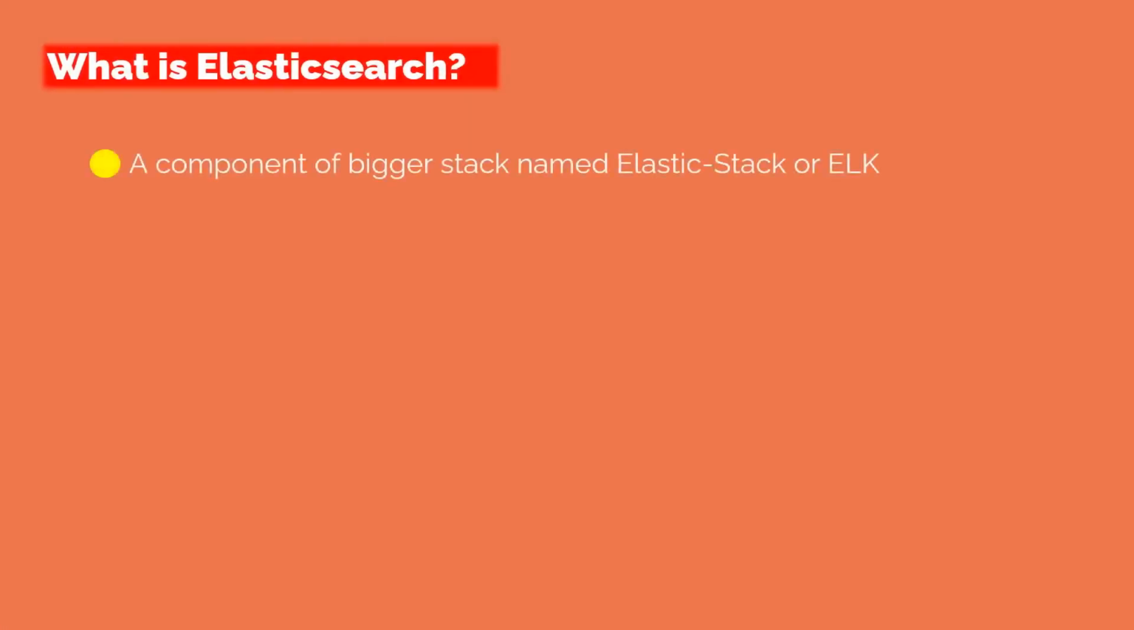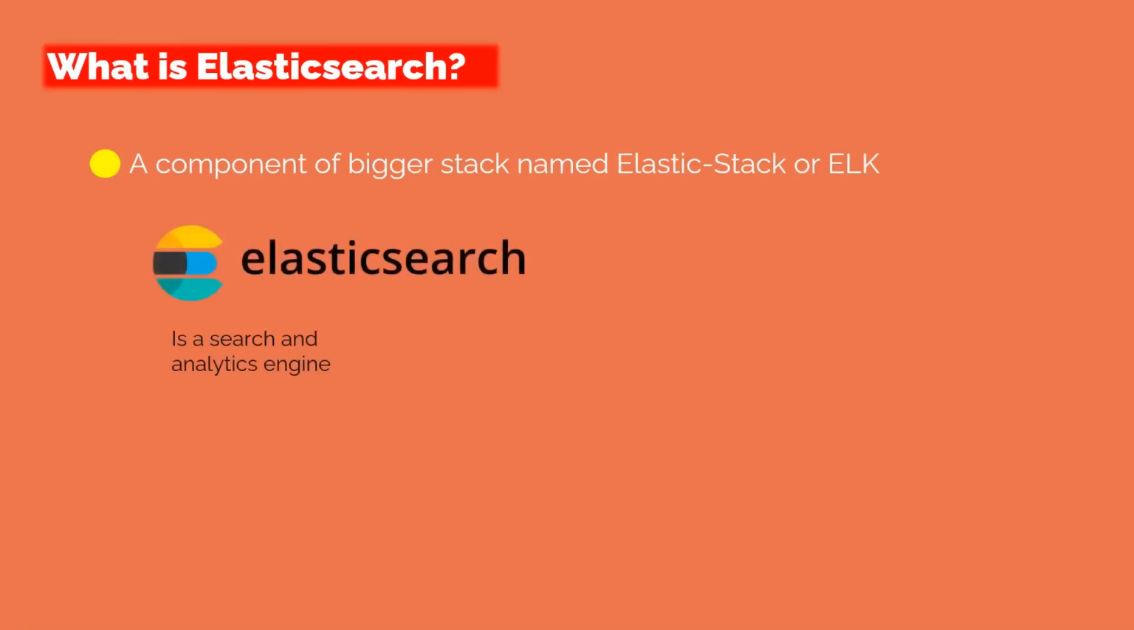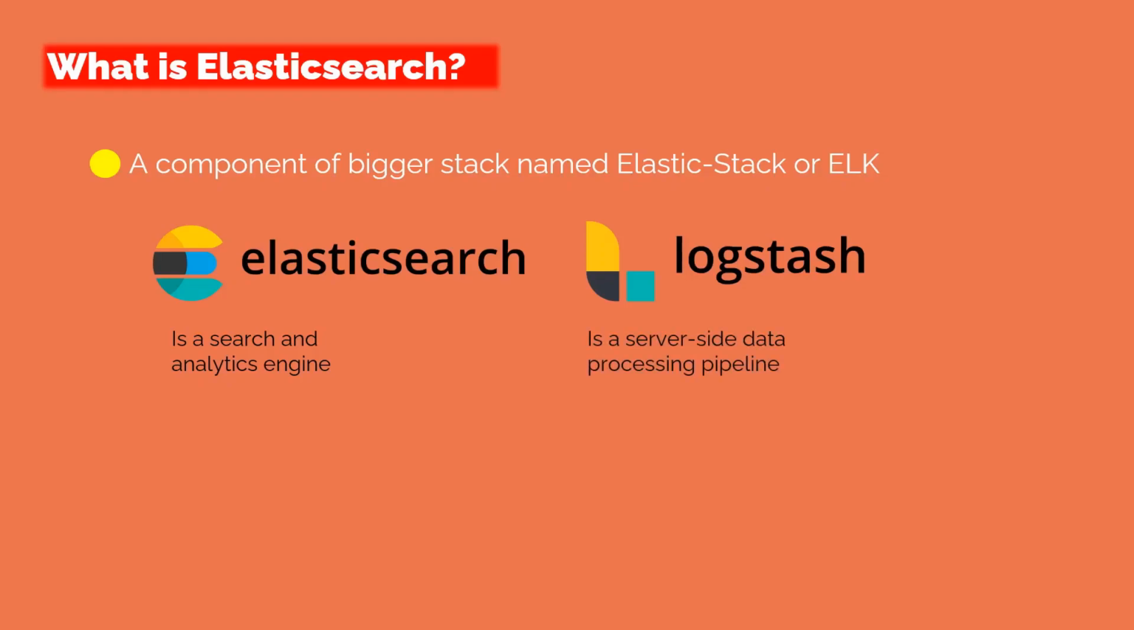So what is Elasticsearch? Elasticsearch is a tool that helps us to search our data efficiently. So by using that, we can quickly get more relevant results, and it's designed especially for massive data. Elasticsearch is a component of a bigger stack named Elastic or ELK. This stack has three important parts.